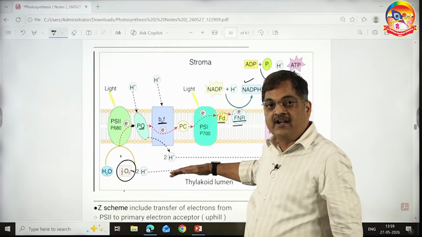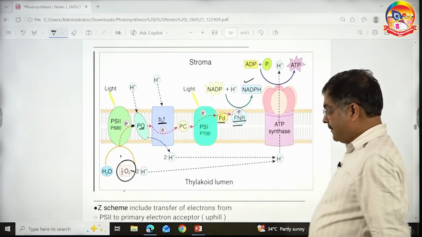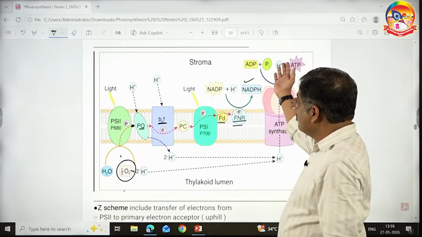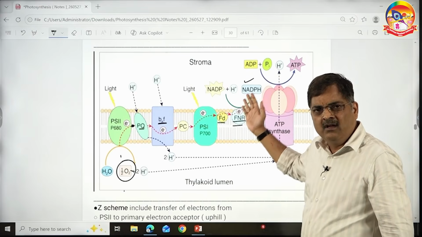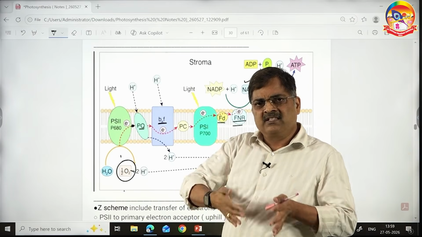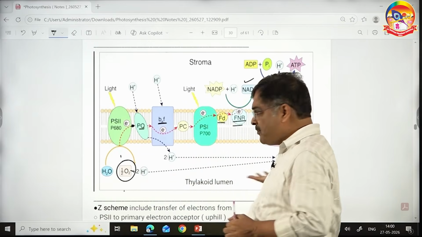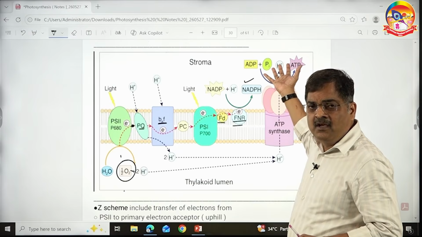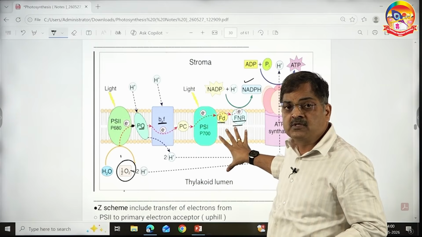More protons got accumulated in the lumen, isn't it? Up to here, no problem. Now, what will happen? These protons in the lumen will tend to move towards the stroma. Why? When there are more protons, the system always goes from more to less. They tend to move to an area where it is less. But this thylakoid membrane is impermeable to protons.